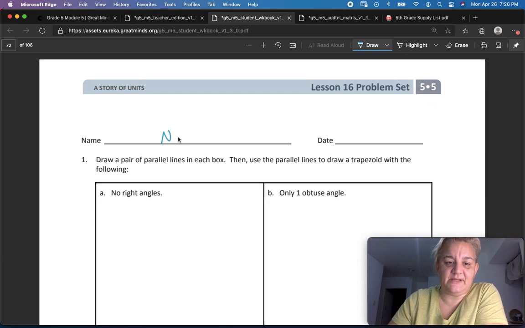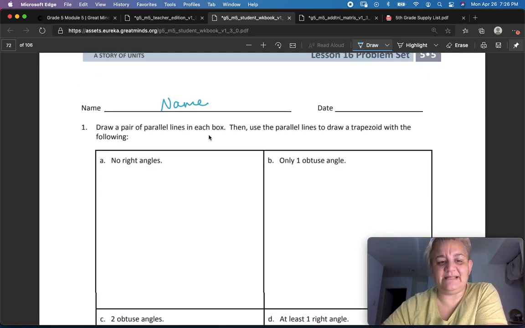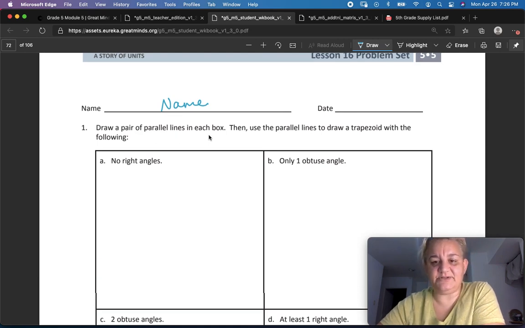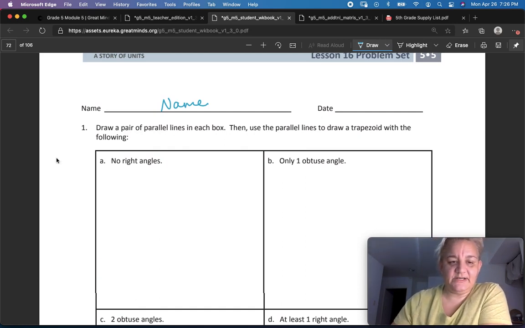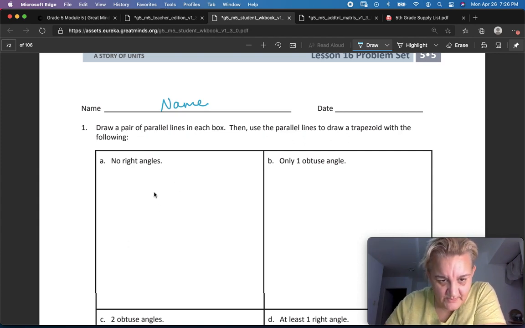Please write your name on your paper. Draw a pair of parallel lines in each box. Okay, then use the parallel lines to draw a trapezoid with the following rule. Okay. So we're going to draw 2 parallel lines, and we can go any direction we want as long as they are parallel. And if you have a ruler, better.